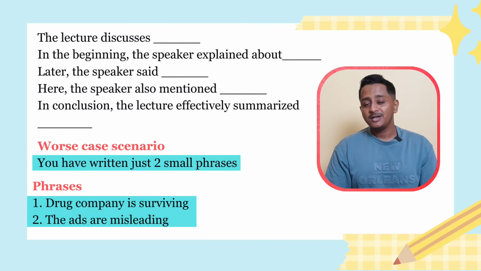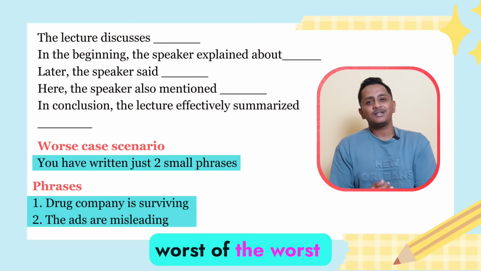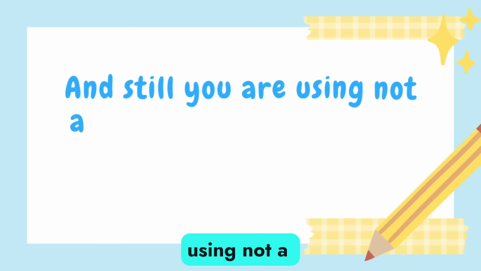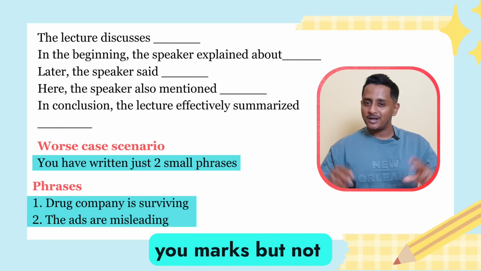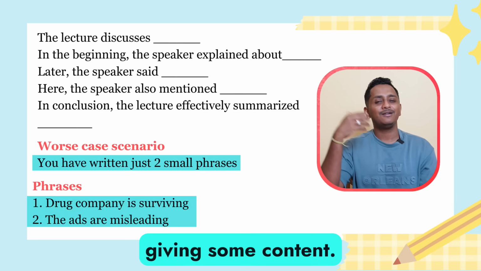Well, you cannot do much. The software is getting intelligent by the day, but still I would recommend, in the worst of the worst case, you need to get some marks for the fluency, and still you are not using templated responses, you're writing something from the audio. It should still give you marks, but not the complete marks, and definitely this will not be flagged by AI because you're giving some content.